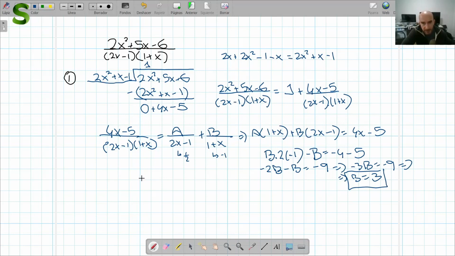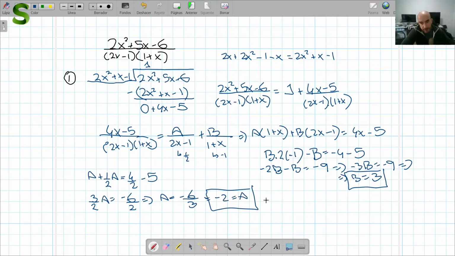And if b equals 3, we can now introduce the half in this one, and then this factor goes away, and we have a plus a half of a equals 4 halves minus 5. So 3 halves of a equals 4 halves minus 10 halves. That's minus 6 halves. So a equals minus 6 divided by 3 equals minus 2.